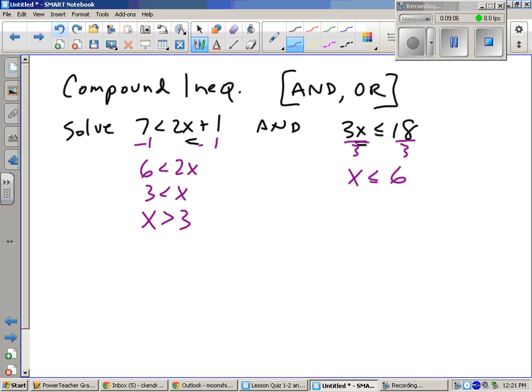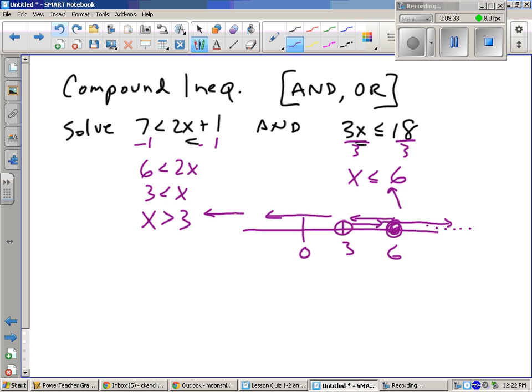Now if I'm going to graph that, here's 0, here's 3, and here's 6. So I want an open circle at 3, and I'm going to be shading in this direction. This one I'm going to have a closed circle at 6, and I'm going to shade in that direction. But these, if I take this and go all the way out here, these answers out here are not going to work for that problem. And these answers out here are not going to work for that problem. So no and no. But all these answers in the middle will work for both.